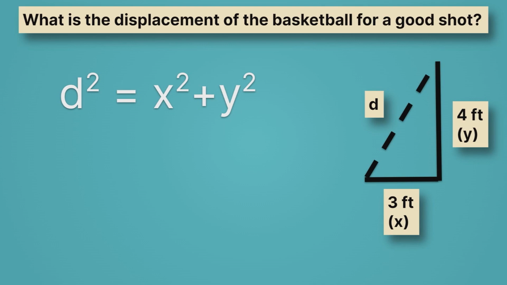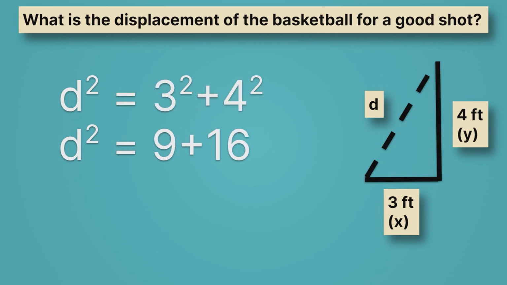Okay, well, what can we substitute in here? For x, we can put 3, and for y, we can put 4. So we'll get d squared equals 3 squared plus 4 squared. 3 squared is 9, and 4 squared is 16. So that becomes 9 plus 16, which is 25.